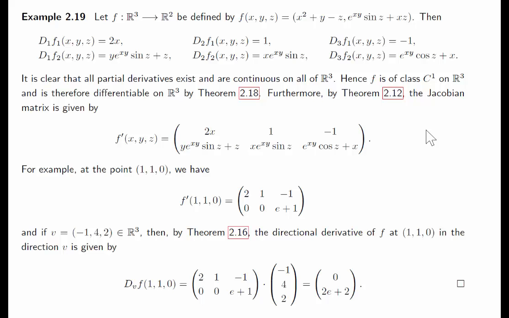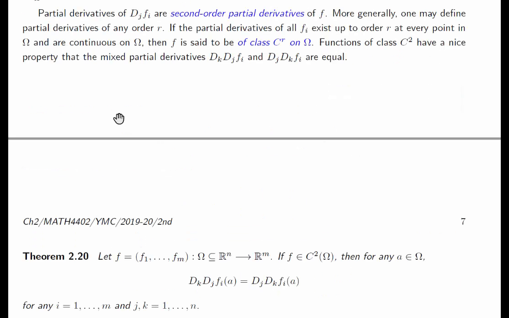Okay, I would like to skip the next example 2.19 and leave the details to you. The last part of this section is about higher order partial derivatives, and in general f is said to be of class Ck on omega if the partial derivatives of all the component functions fi exist up to order k and are all continuous on omega. In particular, functions of class C2 have a nice property, which is known as the commutative property of partial differentiations, and we will discuss this property in the next theorem 2.20.